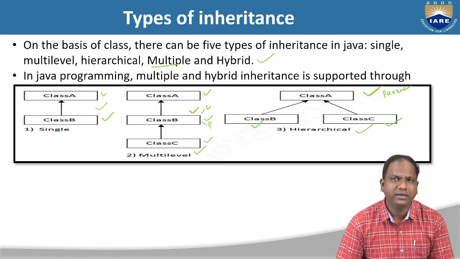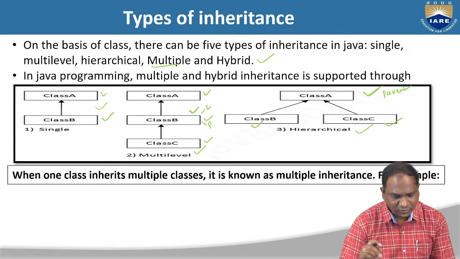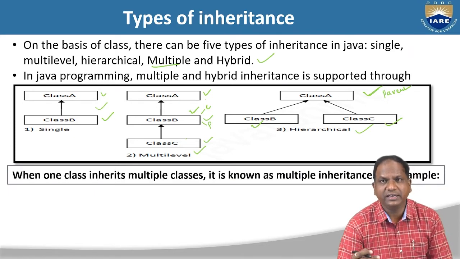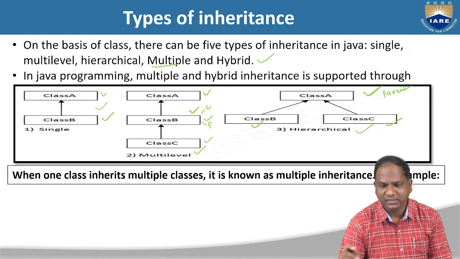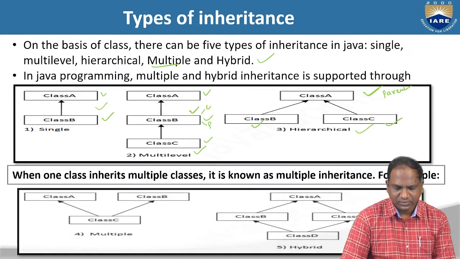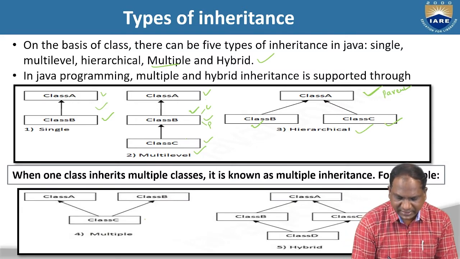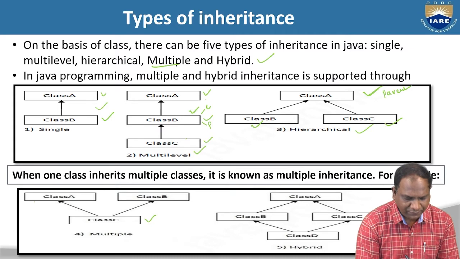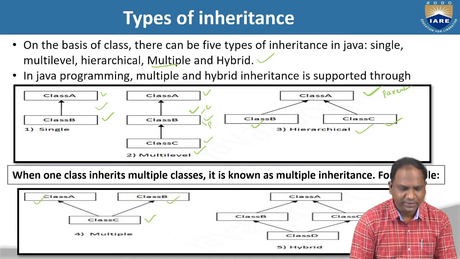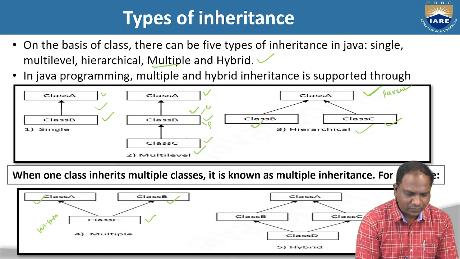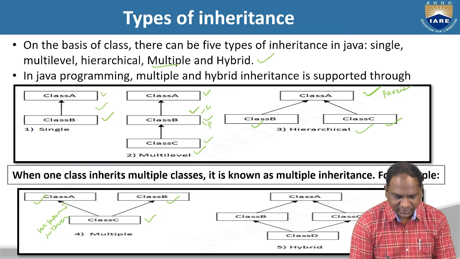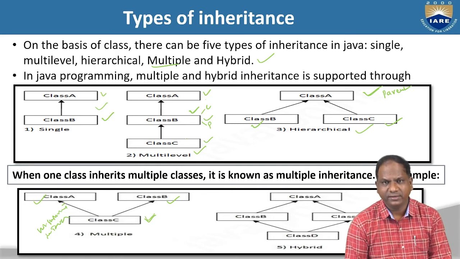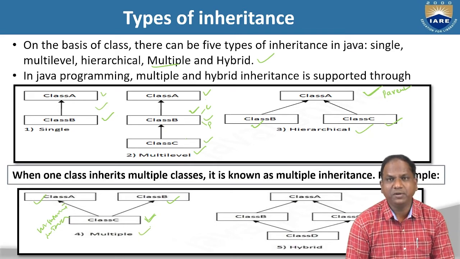Two more inheritances. When one class inherits multiple classes, it is known as multiple inheritance. See an example. Here in our example, class C is a child class inheriting the properties of A and the properties of B. This is not supported in Java. I will show you with an example why Java does not support multiple inheritance.